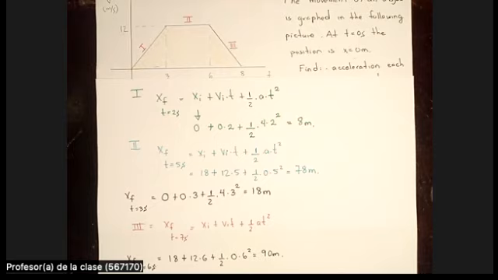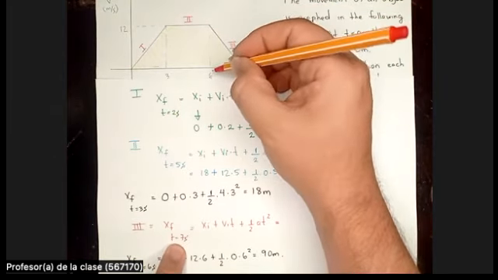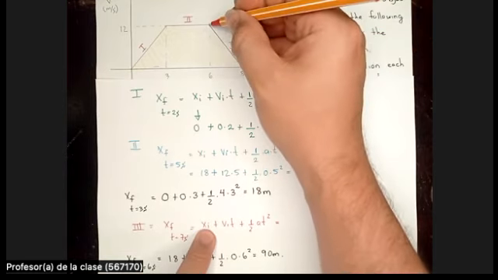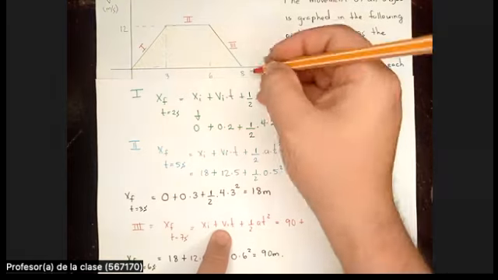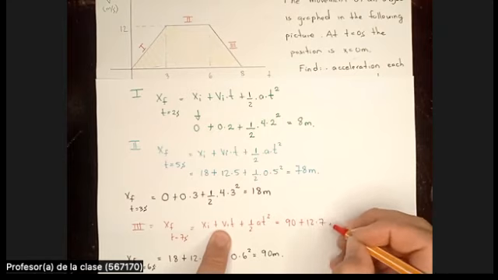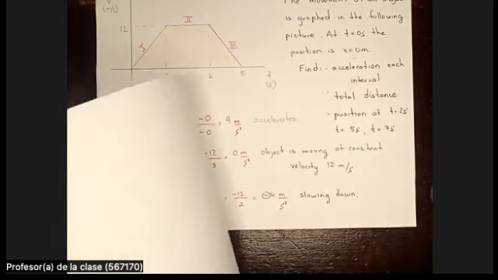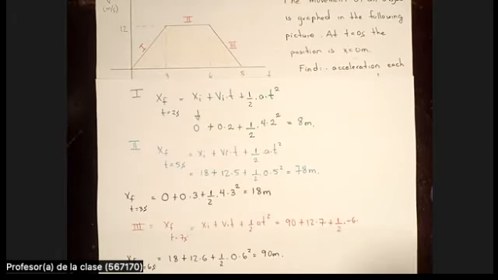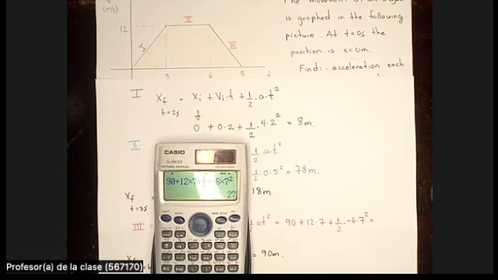So the initial position for 7 is here, between 6 and 8. The initial position will be the position of the object at 6 seconds, which is 90. The initial velocity of the third interval is 12. Time, 7. Then 1 divided by 2 times the acceleration. Remember, the deceleration is going to be -6, because it's deceleration on the third interval. And time 7, with the exponent 2. So 90 plus 12 times 7 plus 1 divided by 2 times -6 times 7 squared. That's going to be 27.